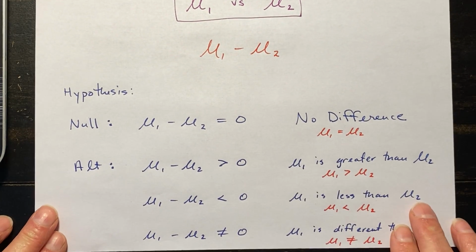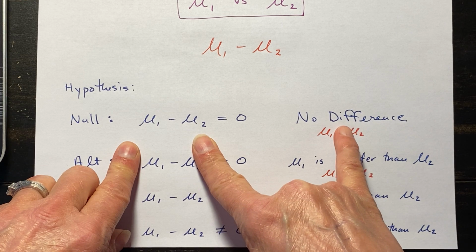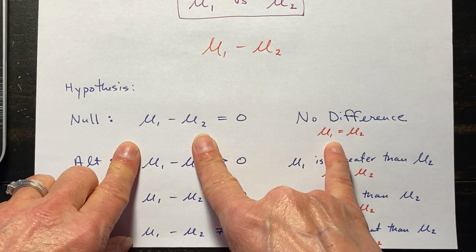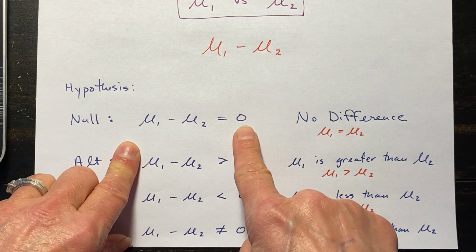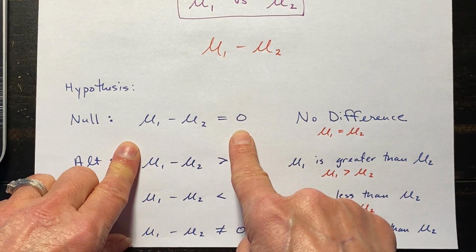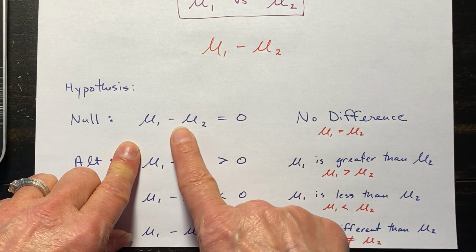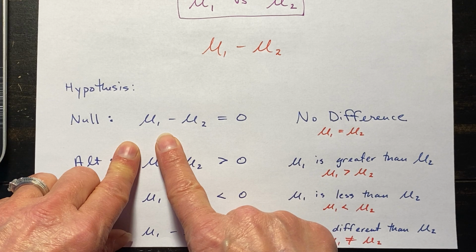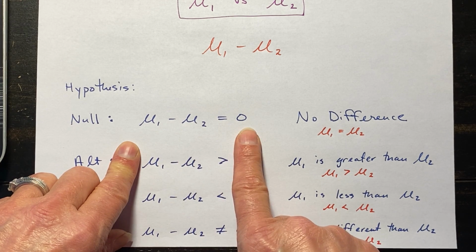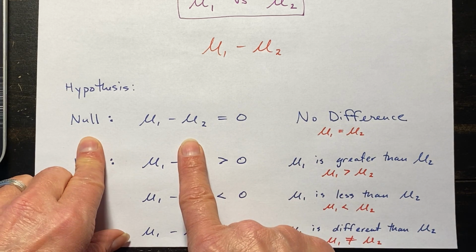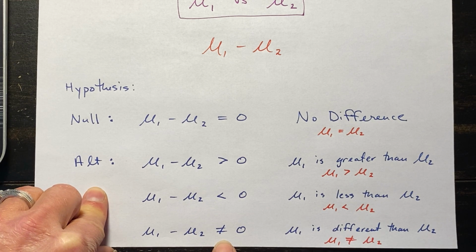So the hypotheses will be set up. The null is always that there is no difference, or you can think of it as they are the same. But what we want to look at is the difference, because we need a value to take forward in testing the samples. So the difference between the two population means is 0, or no difference. That will be our null. The alternative is one of the three inequalities that we've been working with.